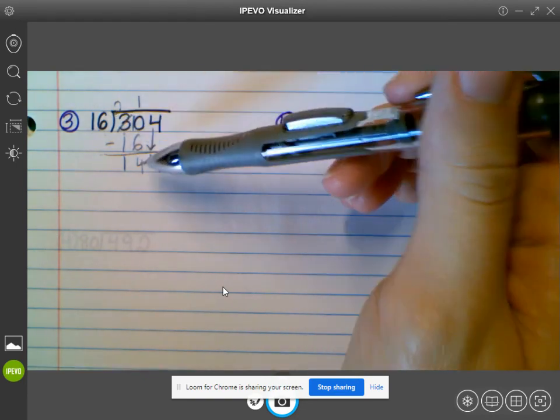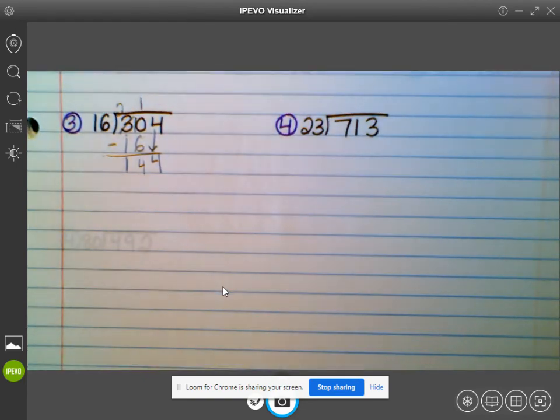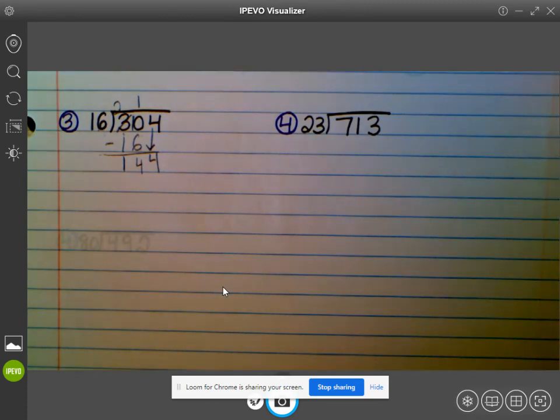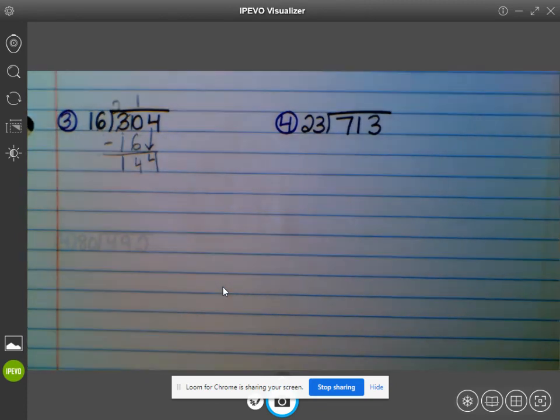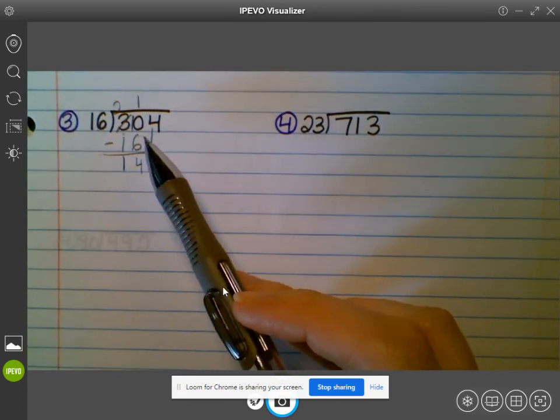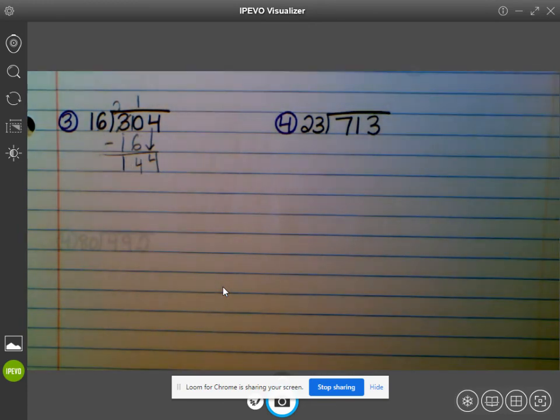Now, 16 going into 144. How many of you had to do math off to the side to find out how many times 16 goes into 144? I know I would have had to. I want to teach you a little trick when it comes to numbers like this. When you have a large number like 144, what I like to do is think to myself, okay, just off the bat, what's 16 times 10?